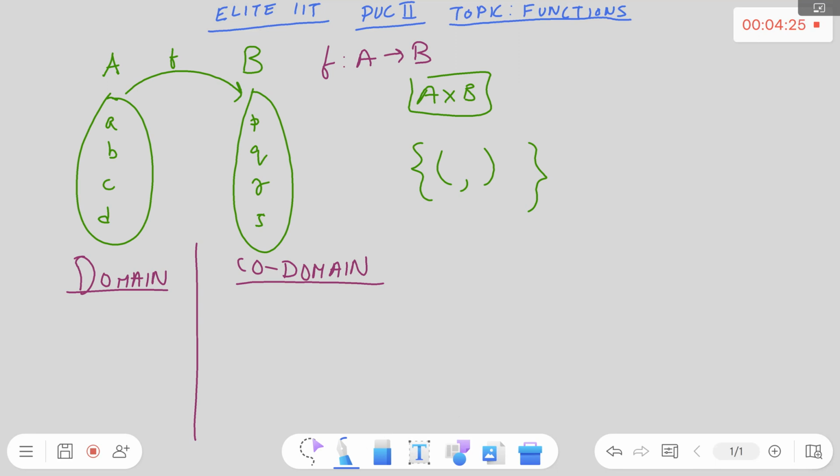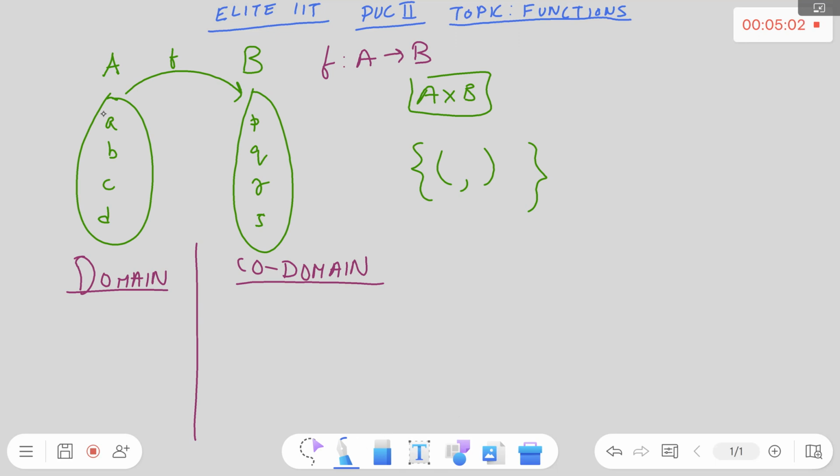Usually we say a relation is denoted by capital R. Usually we say the relation is R between A and B. But in a function we will say the function is f from A to B. Here A is the first set, we call it domain. B is the second set, we call it codomain. What is the property that will make this f a function?